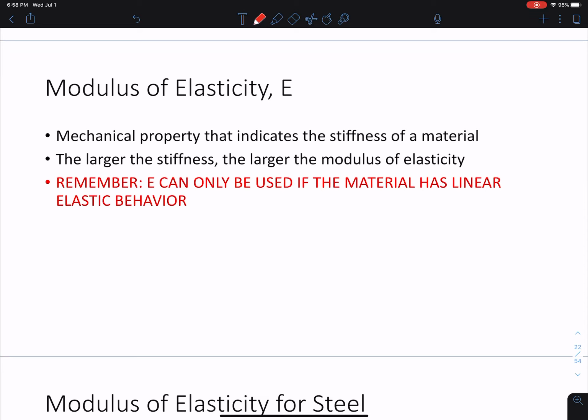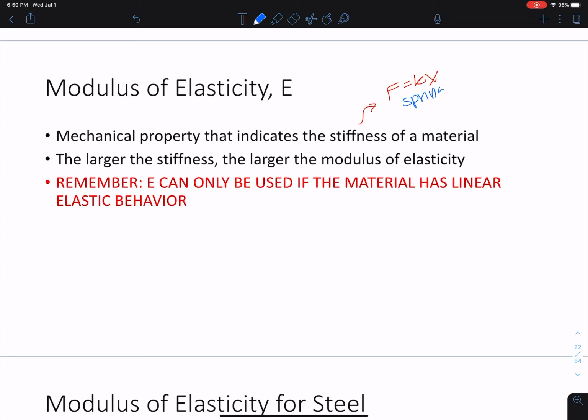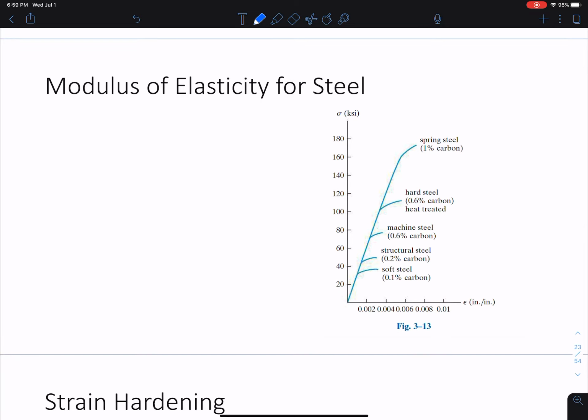This indicates the stiffness of our material. That's why we call this Hooke's law, because in Hooke's law, F equals Kx, K is the stiffness of a spring. So E indicates the stiffness of that material. Hooke's law can only be used in the linear elastic range for a material. And here, again, are different moduli of elasticity for different types of material. I'll let you look over that on your own.